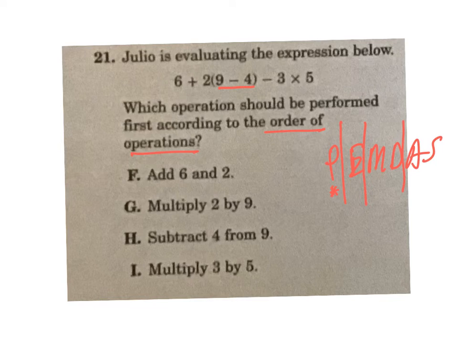So is it first to add 6 plus 2? Nope. Multiply 2 times 9? Nope. Subtract 4 from 9? That looks like what's happening here. Multiply 3 times 5? Nope. So your first thing in the order of operations in this problem would be to subtract 4 from 9.